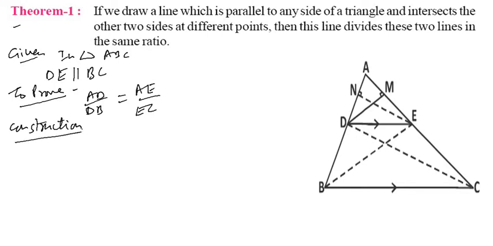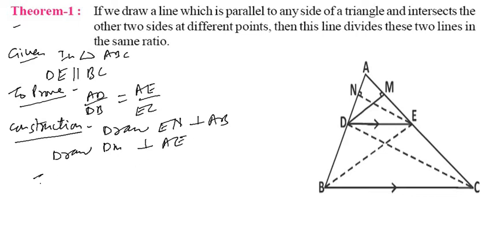What is the construction? First of all, draw EN perpendicular on AB. Once again draw DM perpendicular on AE, and join BE and DC.